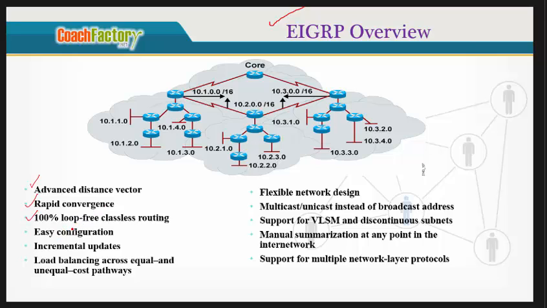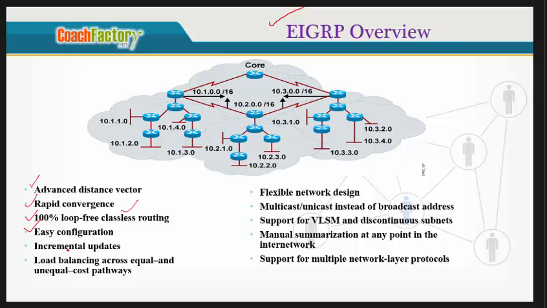EIGRP is a 100% loop-free classless routing protocol. EIGRP provides what? 100% loop-free classless routing. So there won't be any loop if we use EIGRP in our organization. Classless routing means what? Whenever an EIGRP router sends a network to any other neighbor running EIGRP, it is going to send the network as well as the subnet mask. So it can understand the subnet mask, so it will support VLSM also, subnetting as well as supernetting.